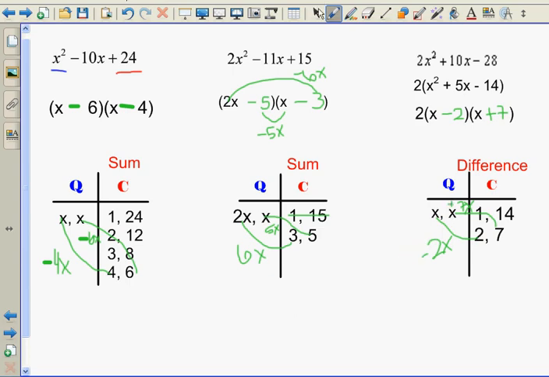Okay, hopefully you remembered some of that back from Algebra 1. We'll be practicing a lot with this in the next couple of days. I'm also going to put up one more video that has just more examples if you want to see them. Okay?